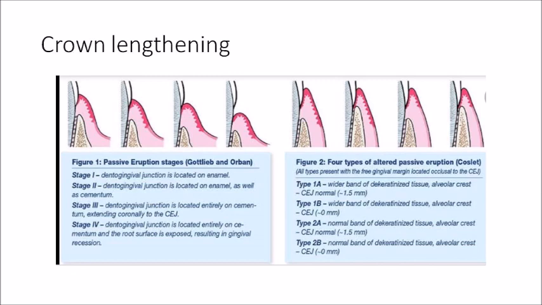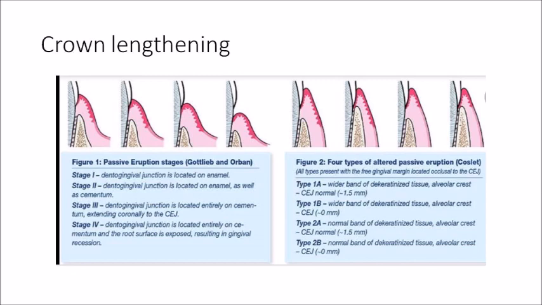So there are 4 types of altered passive eruption. This classification was given by Coslet. There is type 1A, type 1B, 2A and 2B. Type 1 is, in simple terms, a wide band of keratinized tissue. So type 1A is a wide band of keratinized tissue plus the alveolar crest to CEJ distance is normal, 1.5 millimeter distance. Look at the figure also. Type 1A, there is a wide band of keratinized tissue and the distance between alveolar crest and CEJ is normal.